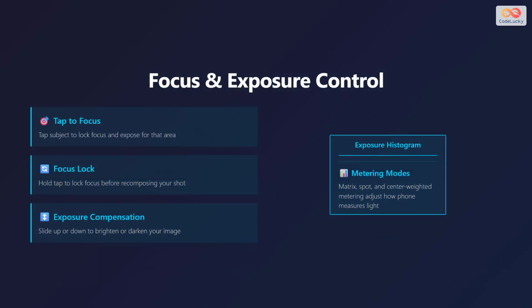Focus determines what part of your image appears sharp. Tap on your subject in your smartphone's camera app to lock focus on it. Depth of field refers to how much of your image appears sharp. A shallow depth of field keeps your subject sharp while blurring the background, perfect for portraits. A deep depth of field keeps everything sharp, ideal for landscapes.